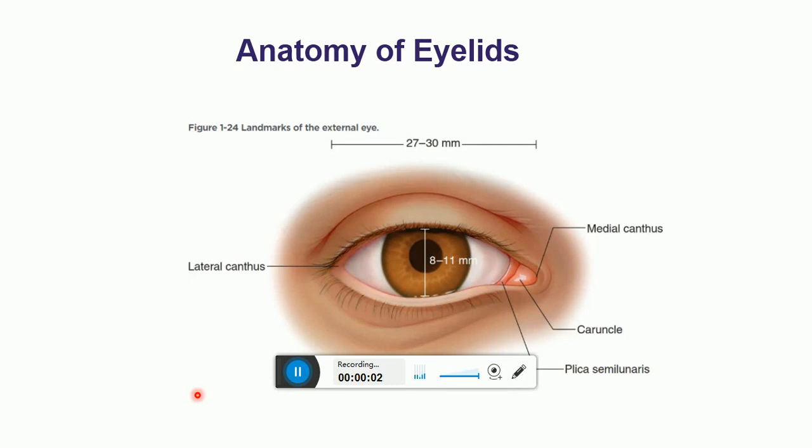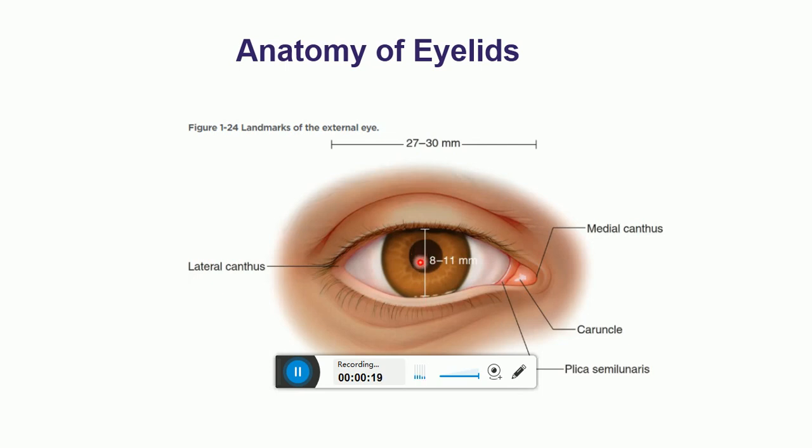Hi, this is Dr. Akhtar Amin, and today our topic is anatomy of the eyelids, and we will discuss a quick review of the anatomy of the eyelids. So, first talk about the palpebral fissure. It is the exposed ocular surface between the upper and lower eyelids.